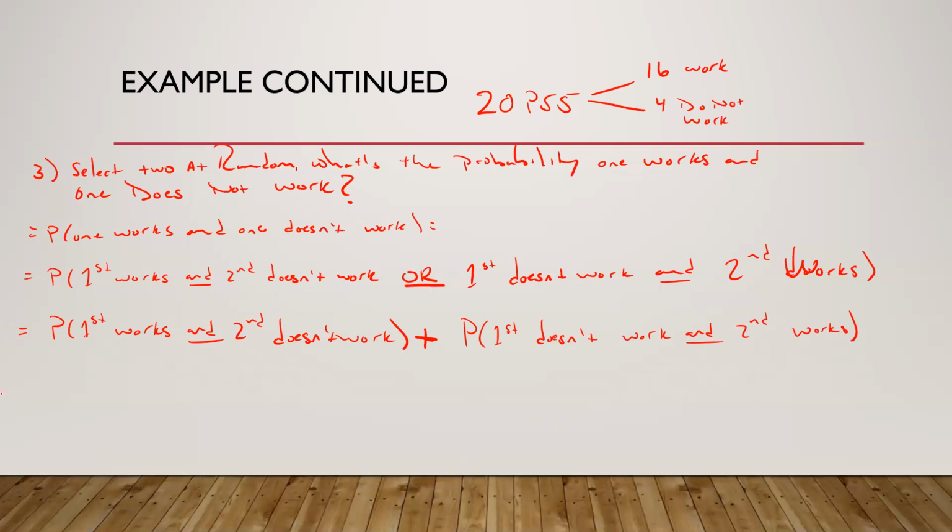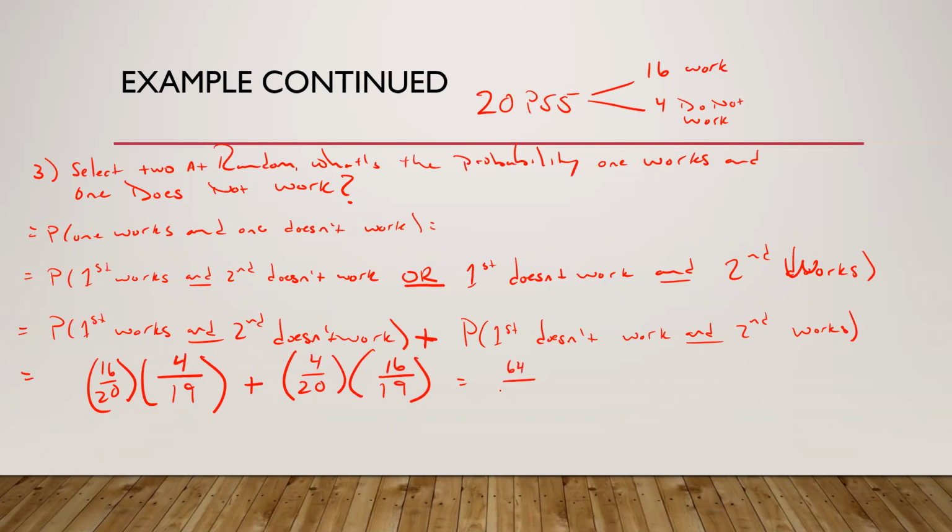So a lot of people in the chat initially did this first one. Probably the first one works is 16 out of 20 times probably the second one doesn't work. Well, there's 4 non-working ones and then only 19 PlayStations left. And then you need to add to it. Probably the first one doesn't work, which would be 4 out of 20. And then probably the second one works. Well, there's 16 working ones, but only 19 PlayStations left to pick from.